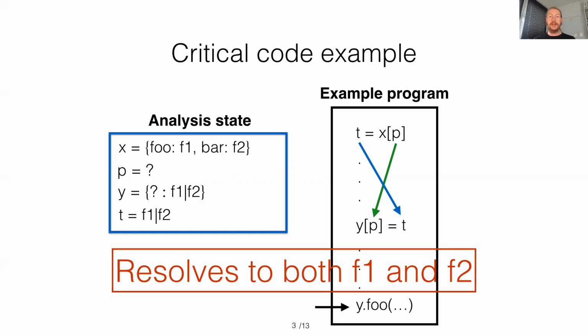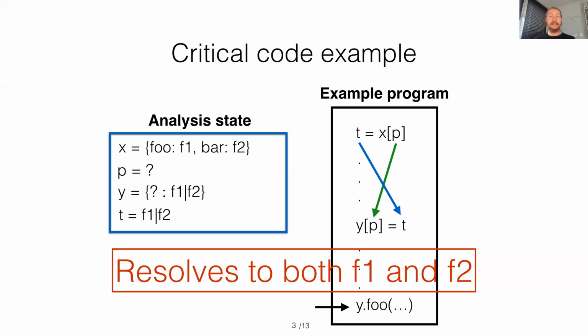This results in the read of y.foo to be both f1 and f2, and at this point the analysis will now analyze calls to both functions. In this example, this precision loss might not seem critical, but this pattern often occurs in real-world JavaScript code, and there it's hundreds of functions that are mixed together.